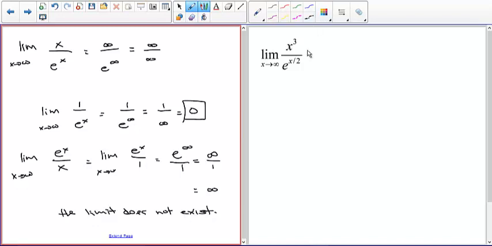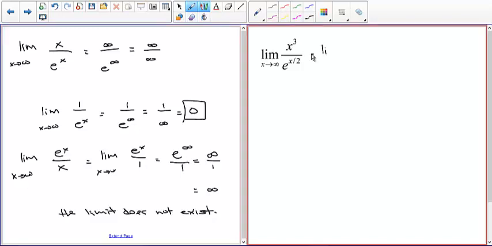Okay, so now in this case, if you plug in infinity, you'll get infinity over infinity. So if we take the derivative, you'll get 3x squared over 1/2 e to the x over 2. Again, I'm using the chain rule in the denominator. You have e to the 1/2 x. So you take the coefficient of the exponent, which is a half, and you multiply it by the original expression.